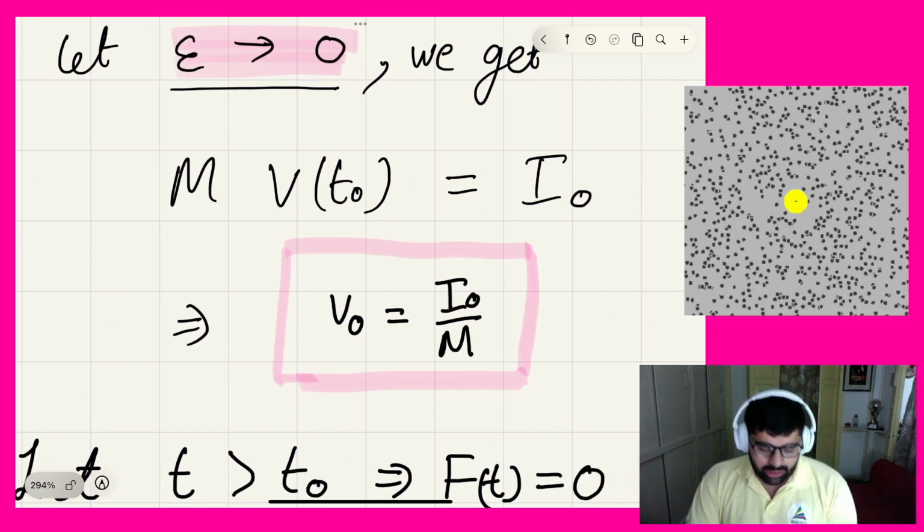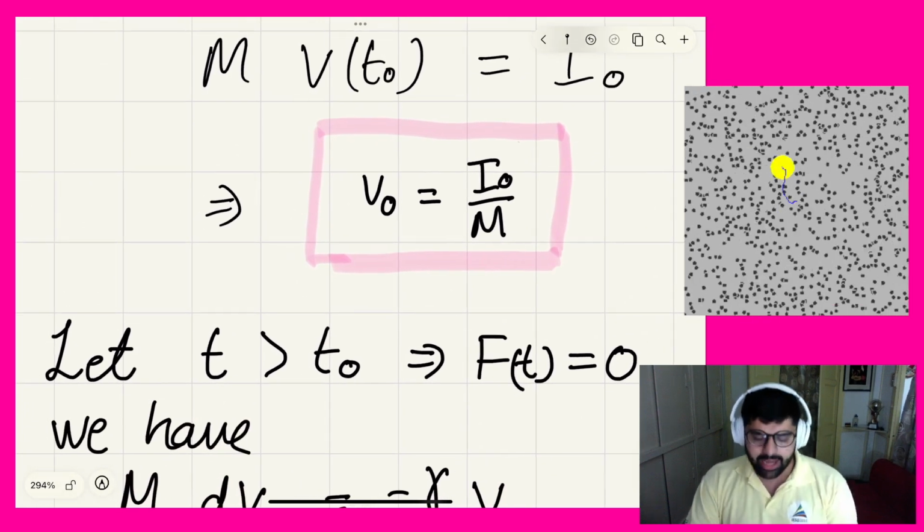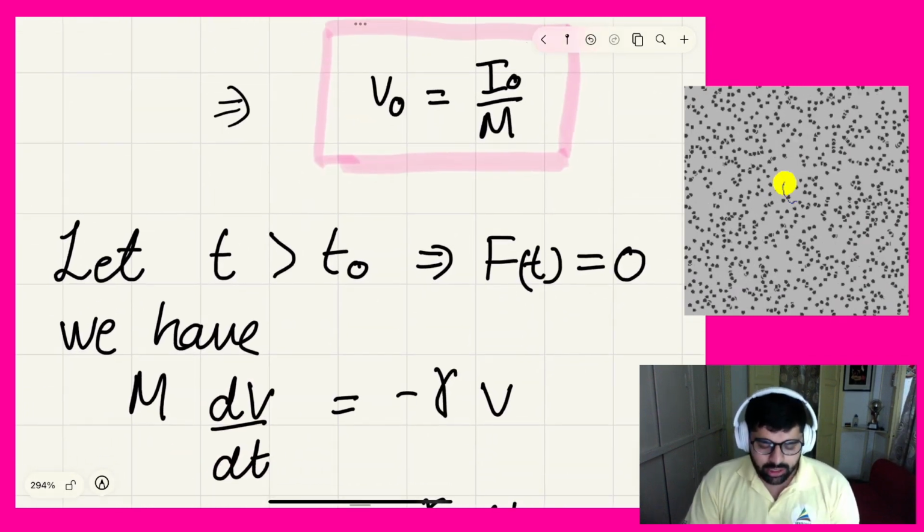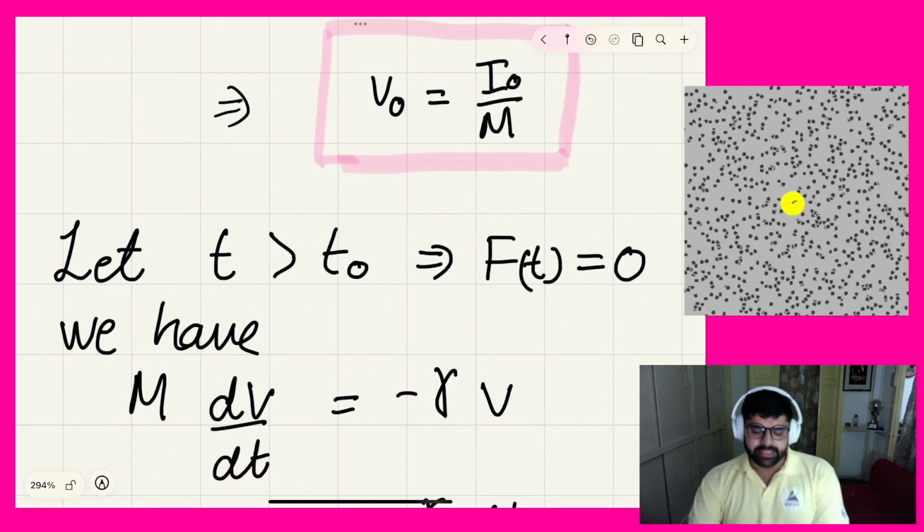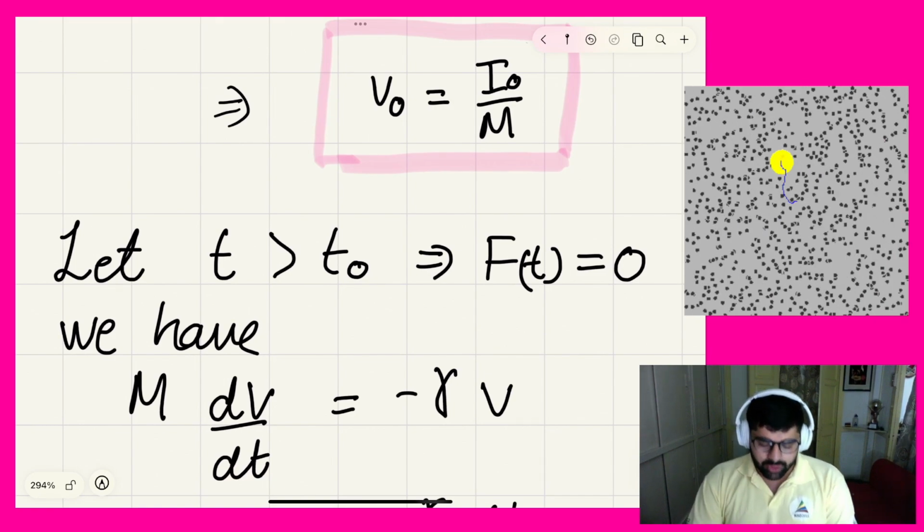Now let's try to get an expression for tau. For time greater than t0, we can write f of t is equal to 0.